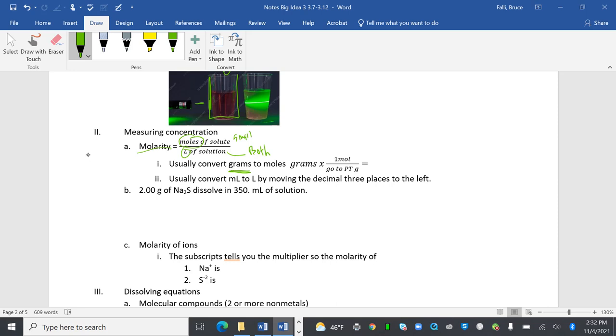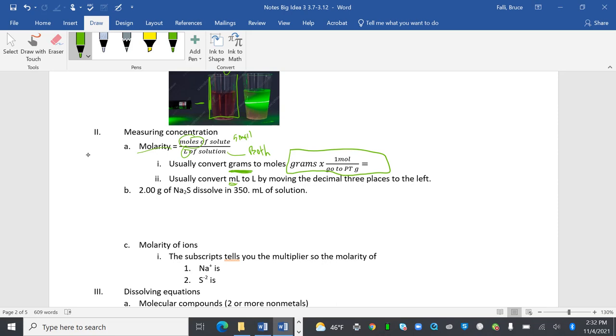Typically, they'll give you grams, and you have to do grams to moles. So if I give you 10 grams, you do 1 mole over, go to the periodic table for grams, and convert it into moles. And they usually don't give you liters either. They usually give you milliliters, which you convert to liters by moving three places to the left. So I'm going to do one example to show you how to do that, okay?